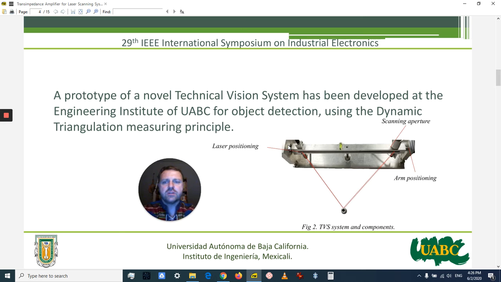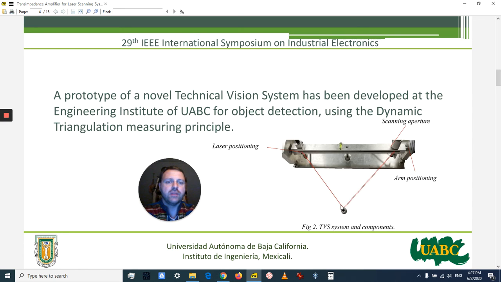Here you can see a small picture of our laser scanner. It's prototype number 3, which I have developed since my PhD here at the university. It consists mainly of two main parts: the laser positioner, on this part, the main arm in the middle, and on the other part the scanning aperture. The laser positioner redirects a green laser light using a 45-degree cut mirror in front of the laser scanner. It gets reflected from the object, which is here, and received by the scanning aperture.